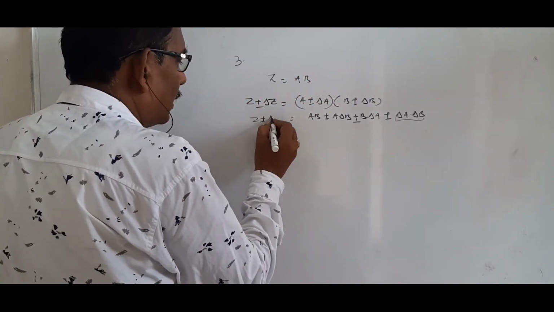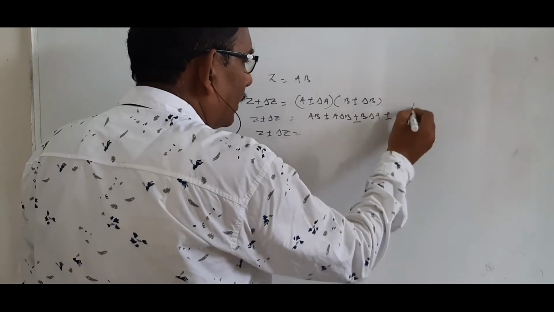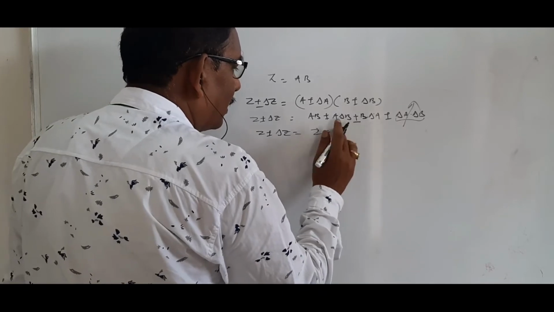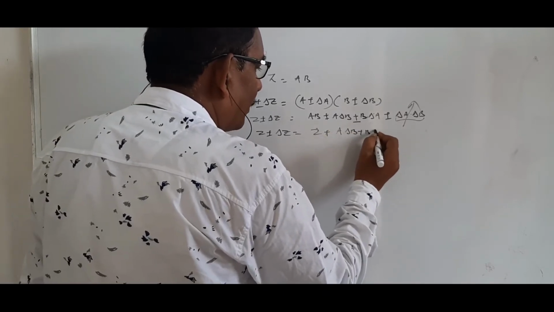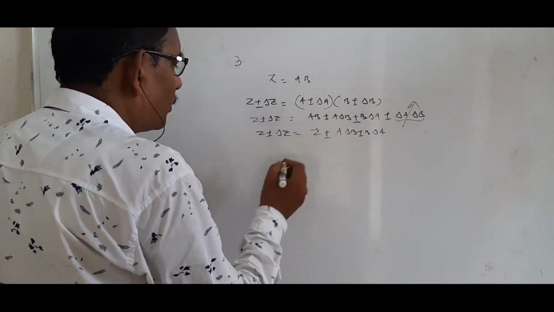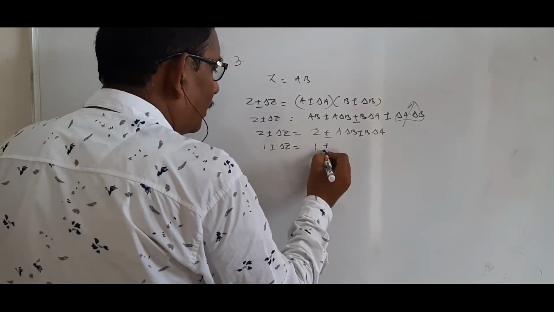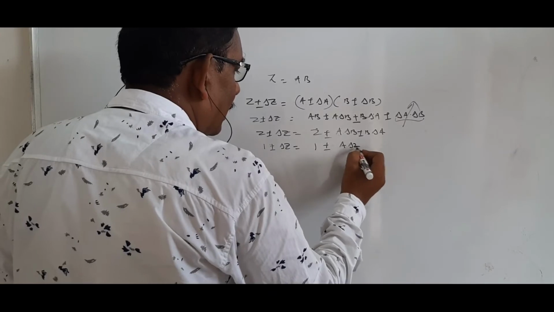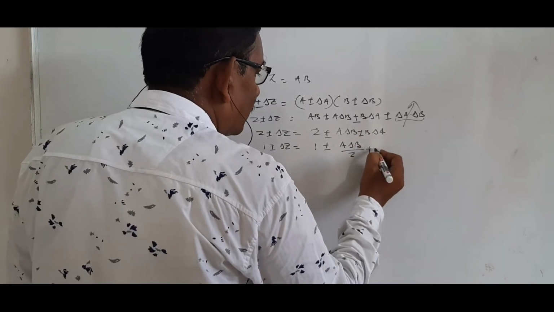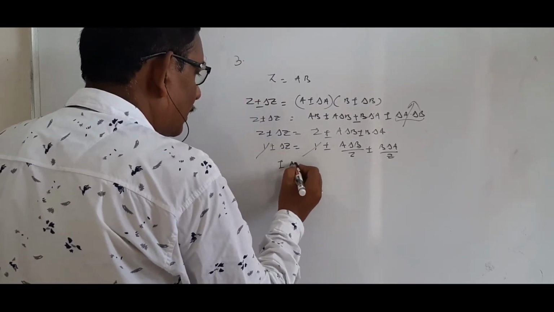So Z plus minus delta Z, after neglecting this value, is AB, plus minus A delta B, plus minus B delta A. Now dividing both sides by Z, it will become 1 plus minus delta Z by Z equals 1 plus minus A delta B by Z plus minus B delta A by Z. Cancelling the 1, we get plus minus delta Z.